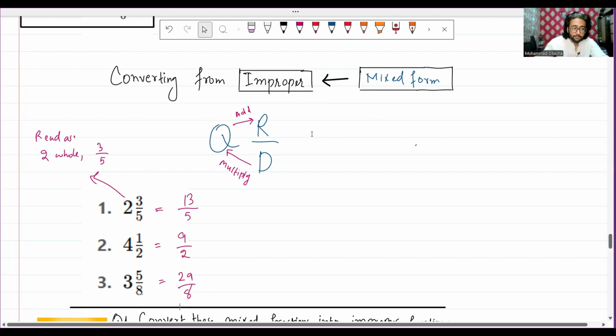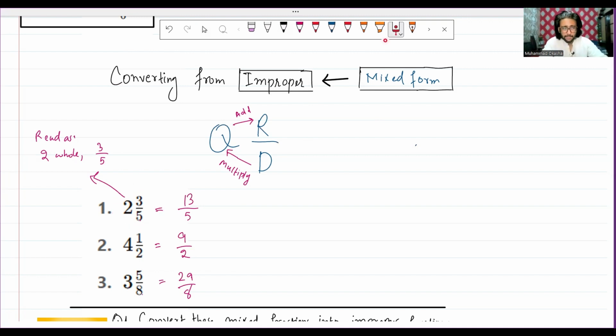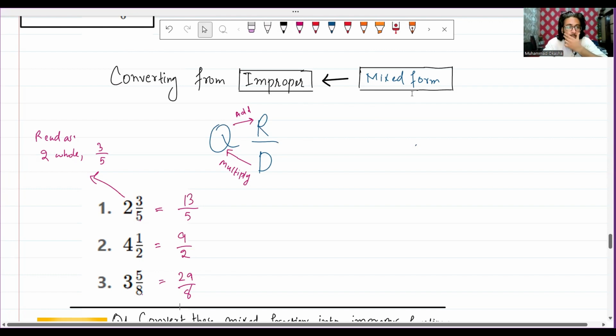This is really important because this is used in so many questions. You will be given the mixed form in so many questions, and you will be asked to perform operations. You'll be asked to perform multiplication, addition, division, and so on. We'll see in a while the past paper questions. So it's really crucial that you know how to convert from the mixed form back to the improper form.